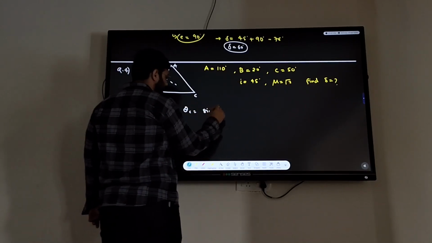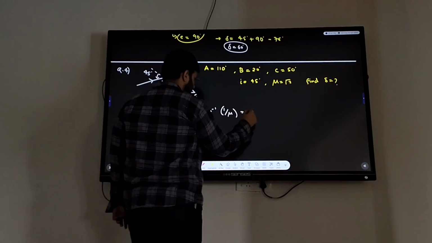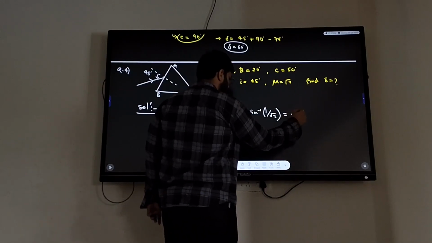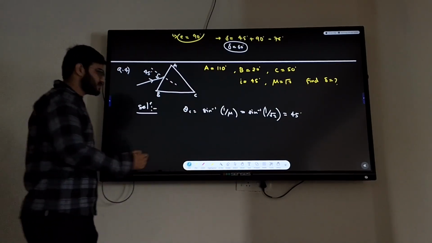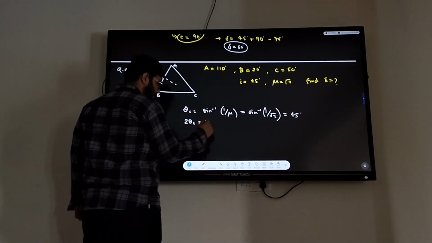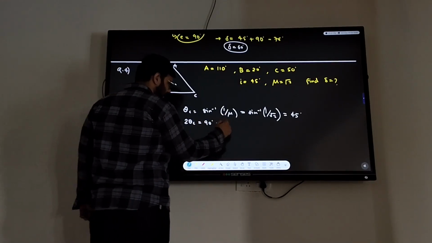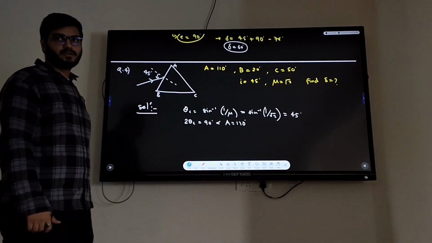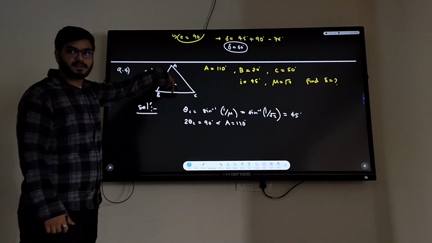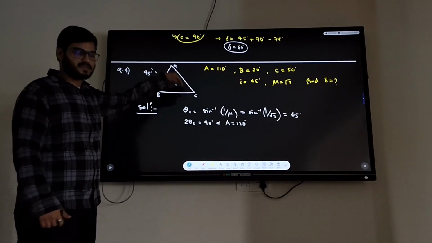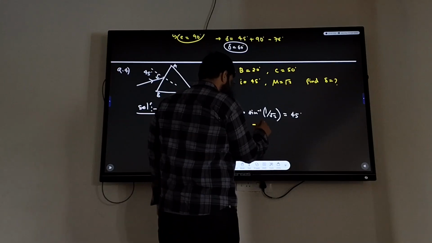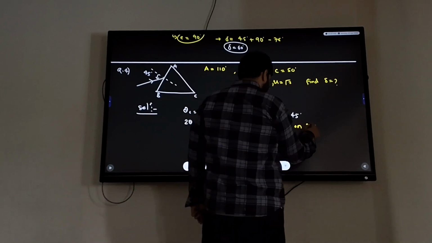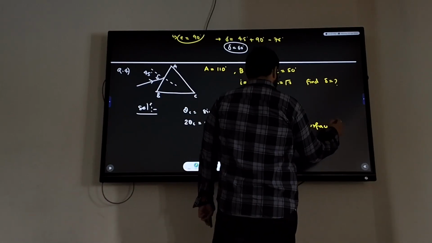The sine inverse of this. What is this? That's 45. Then what is 2 theta c? 90. But this is always less than A, which is equal to 110. That means what? There will be no emergence. It will reflect. TIR will occur on this surface. So TIR occurs on surface AC.